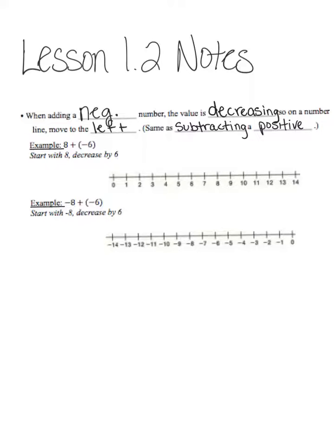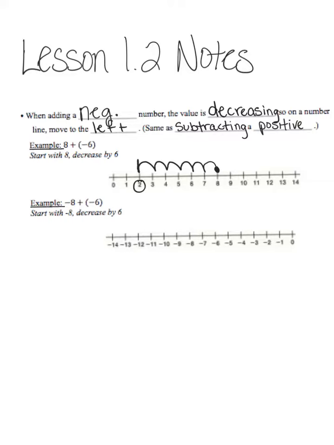So let's model that with a couple examples. Here we have 8 plus negative 6. So I'm going to start at 8, put my dot at 8, and I'm going to move to the left 6 places. 1, 2, 3, 4, 5, 6. So there I have taken 8 plus negative 6 for a sum of 2.